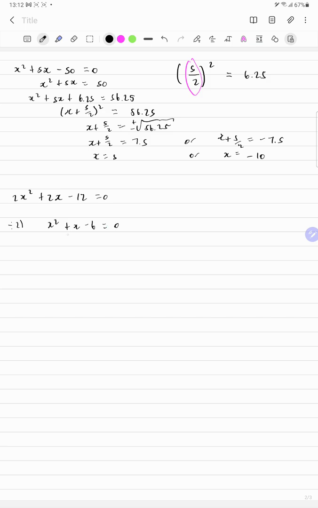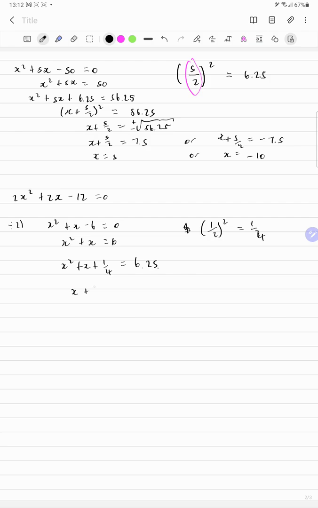Now we can move on to the second step by moving the constant term to the right. So x squared plus x is equal to 6. Now we look at the coefficient of the second term, which is 1. We divide it by 2, and then we square it, and that will be the area that we'll be adding to both sides, right? So 1 over 2 squared gives me a quarter. So I'll have x squared plus x plus a quarter is equal to 6.25.